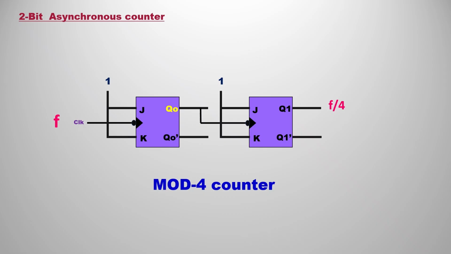Now we are going to analyze why this frequency is divided with the help of timing diagram analysis. One important point is that this is a mod 4 counter, and a mod 4 counter divides the frequency by 4.